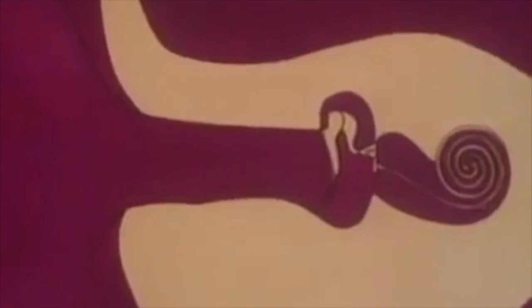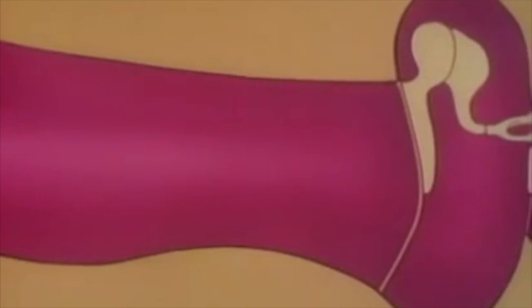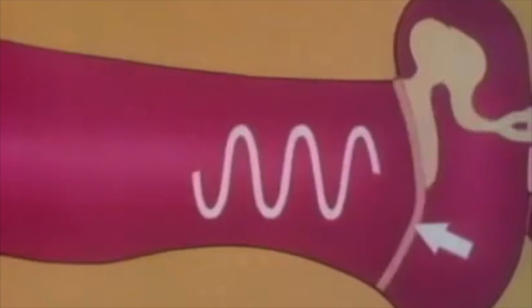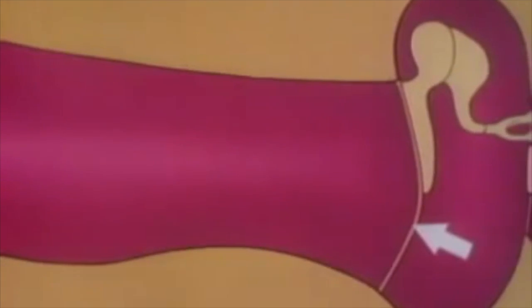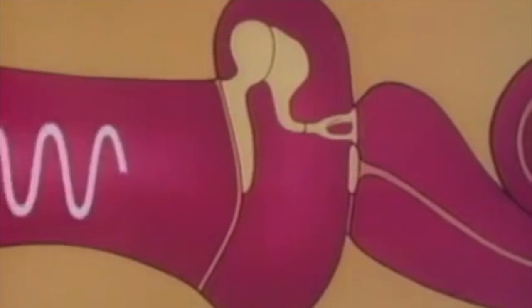The sound waves travel down the ear canal to a stiff membrane, the eardrum. The pressure variations of the sound wave set the drum into vibration. At the eardrum, which is the boundary between the outer ear and middle ear, pressure variations in air are converted into mechanical motion. The eardrum's movement from its rest position is very small.